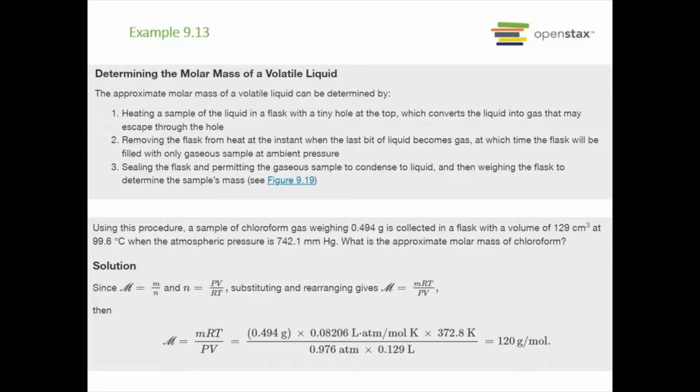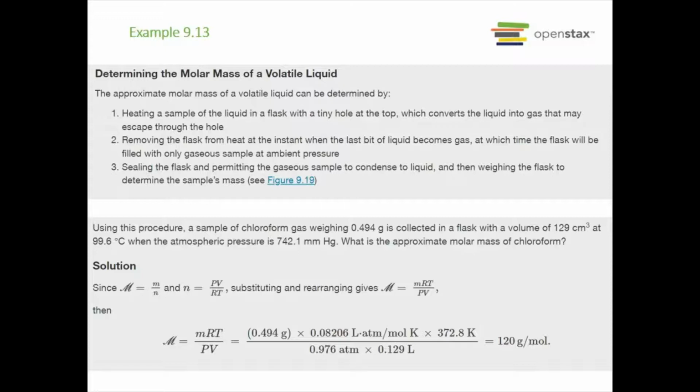You seal the flask, let it become a liquid, and then you weigh it to figure out the difference in the mass from when that was all liquid and then some of it evaporated off, and now you look at what's left over. So doing this, we had some chloroform gas weighing 0.494 collected in the flask with a volume of 129 cubic centimeters at 99.6 degrees Celsius, when the atmospheric pressure is 742.1 millimeters of mercury. What is the approximate molar mass of the chloroform?